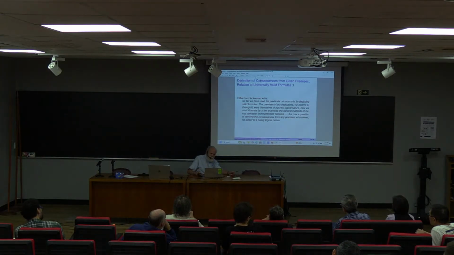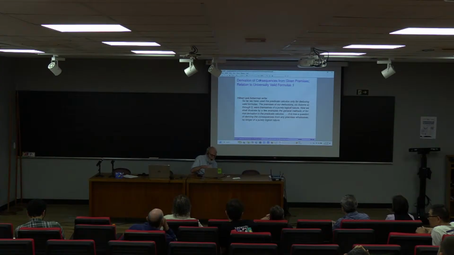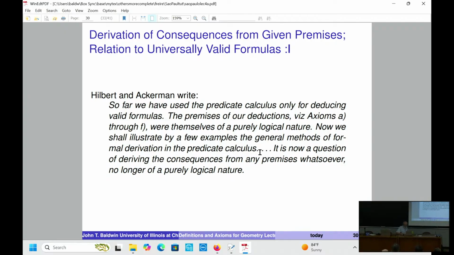Oh, so let me say something about this business, that method of semantic proof. This is in Hilbert and Ackermann, and it's in the 38 edition, so they knew what completeness meant by then. I was thinking about this, it could not have been in the first edition. So far we have used the predicate calculus only for deducing valid formulas. The premises of our deductions were themselves of a purely logical nature. Now we shall illustrate by a few examples the general methods of formal derivation in the predicate calculus. It is now a question of deriving the consequences from any premises whatsoever, no longer of a purely logical nature.